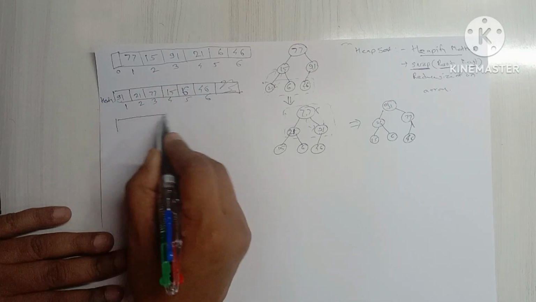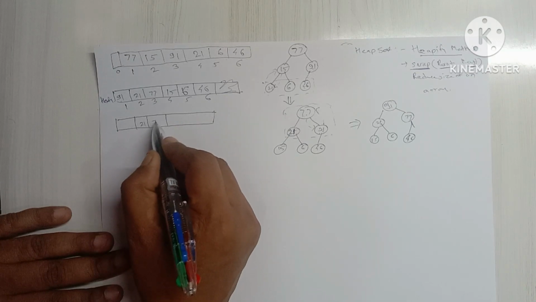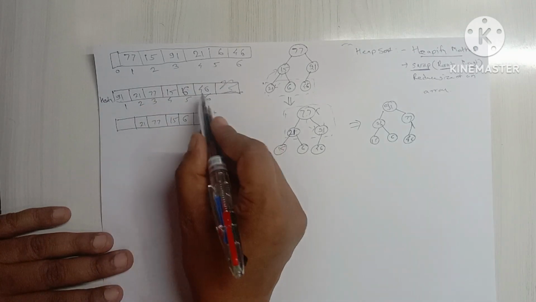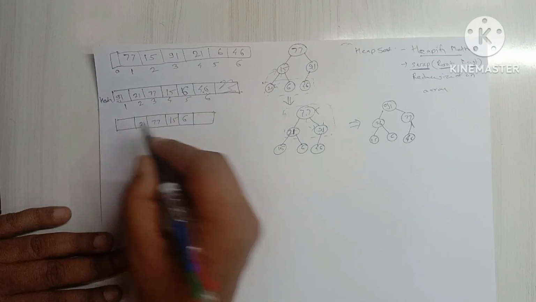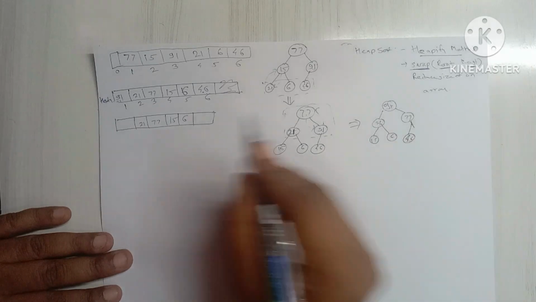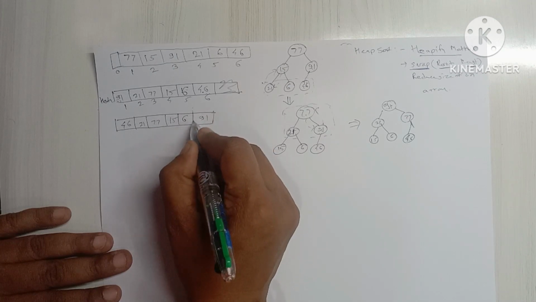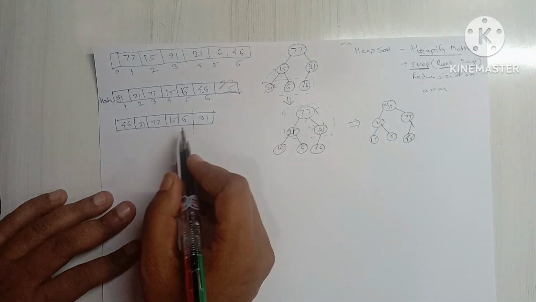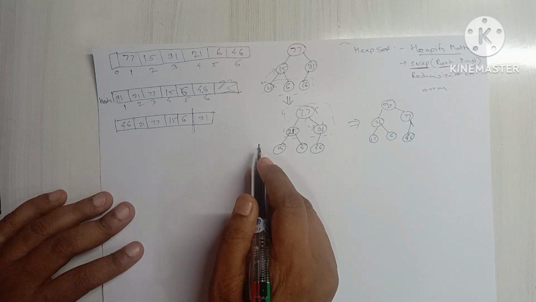So we need to swap it. After swapping, what will happen? The remaining nodes are the same, and 46 and 91, the root and the last node, will be swapped. Here also we can consider the root node and the last node that we need to swap. So 46 will go here and 91 will come here. And the array size is reduced by 1. So I have reduced the array size. This is another array and this is another array.